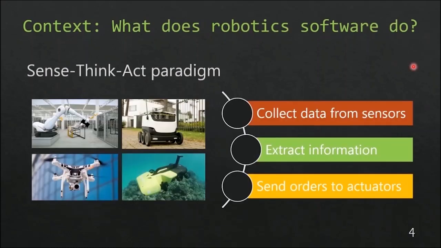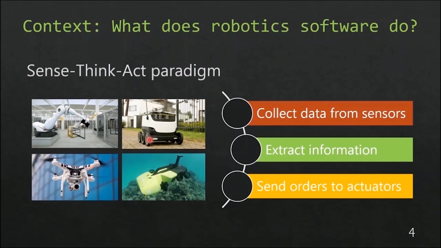Okay, so let's see what robotics software developers do exactly. They have three missions. The first one is to collect data from the sensors of the robot. For any type of robot, for example a ground robot, a drone, an aerial robot, a submarine robot, or an industrial arm, the first thing is that they have sensors, and you collect data from the sensors. Sensors are there to observe the environment. Then we extract some useful information from this data, so we try to understand the environment.